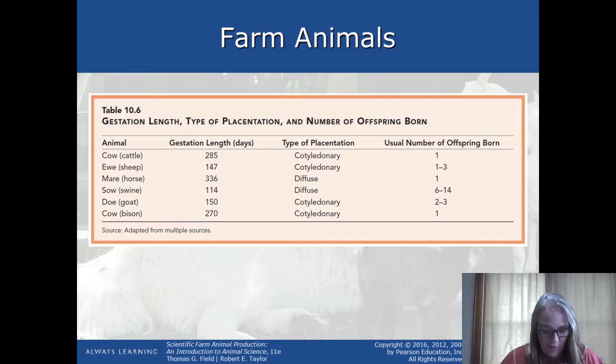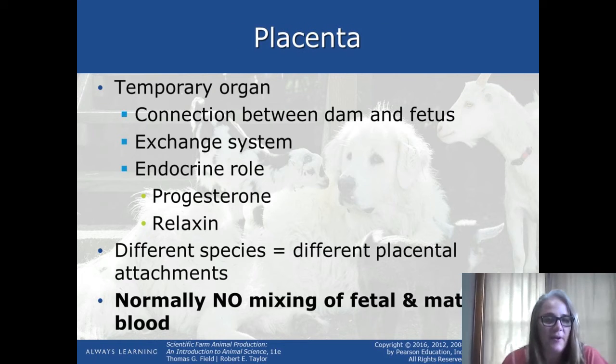But basically, these are different ways that the embryo attaches to the uterus, and they are definitely in line with how they are taxonomically divided in terms of animals. You can also see there's a column for how many offspring they usually have. Notice that oftentimes swine, we're looking at a whole different system because they have litters.